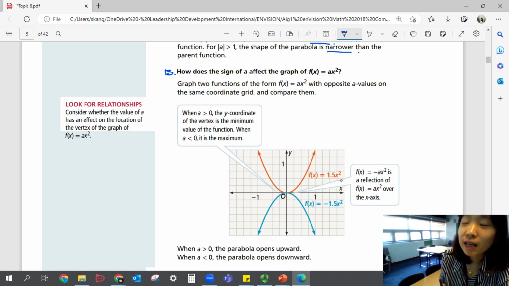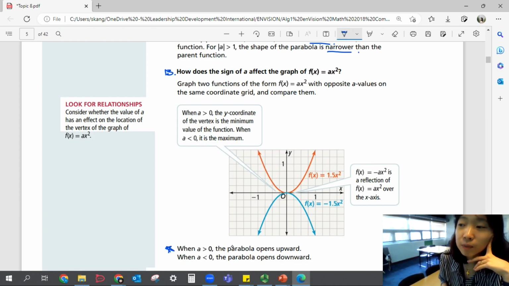So if you look at f of x equals 1.5x squared, that is the graph of f of x equals 1.5x squared. But if it's negative 1.5x squared, you have the same thing except it's mirrored across the x-axis, and your y values become all negative. So there are no positive values now, and the parabola flips over, and then it faces down. It opens downward.